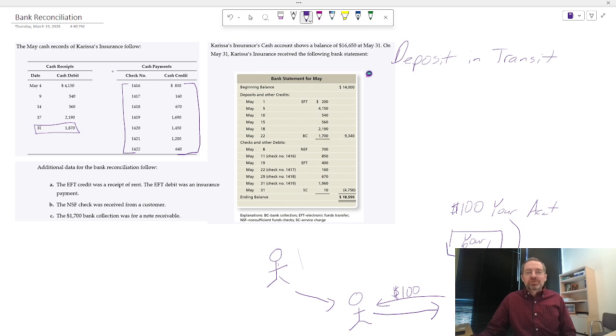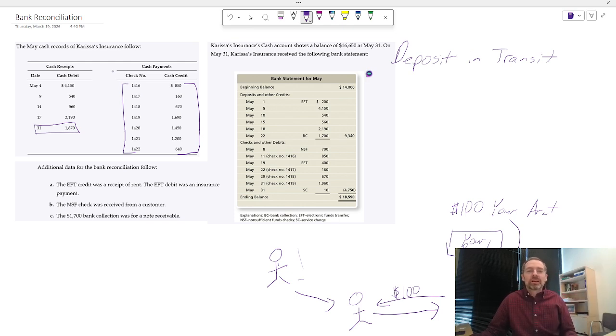That might not show up on our bank statement for quite some time because our bank does not know about that until the process is complete. Now, it might take a while for your friend to take this check to the bank. It could take months. And then you write your friend, say, hey, we wrote this check. It's still not showing up on my bank statement. Your friend says, oh yeah, I forgot. Sorry, I'll take it now.